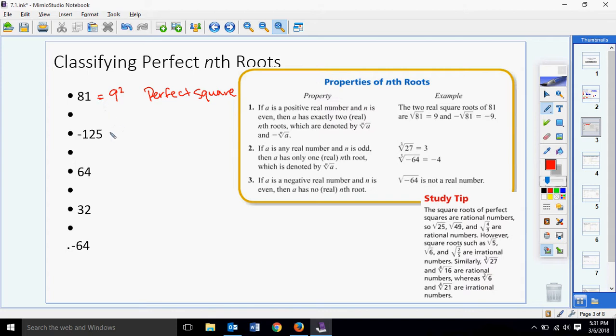Negative 125. Check to see if it's a perfect square. Is there any number when you multiply it by itself, it gives you negative 125? And immediately I know that's false because nothing times itself would give me a negative answer. So it's definitely not a perfect square. However, it is a perfect cube because negative 5 cubed gives me negative 125.